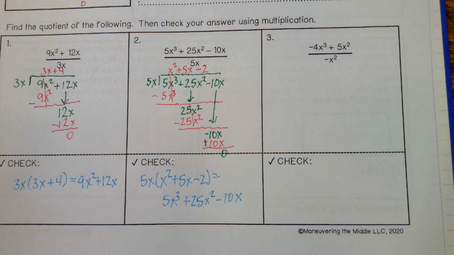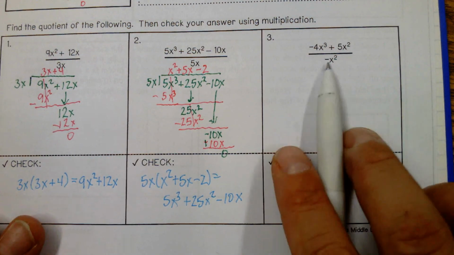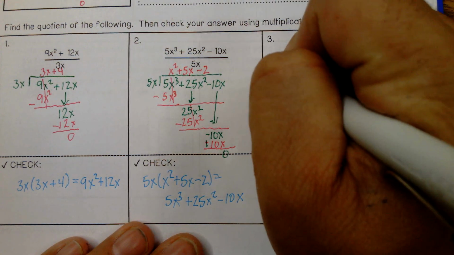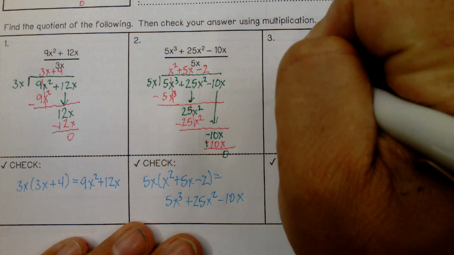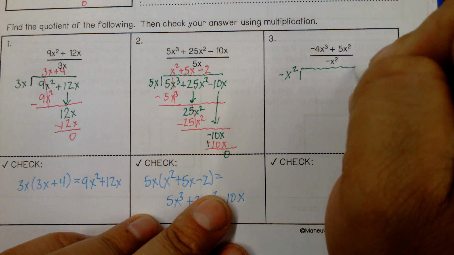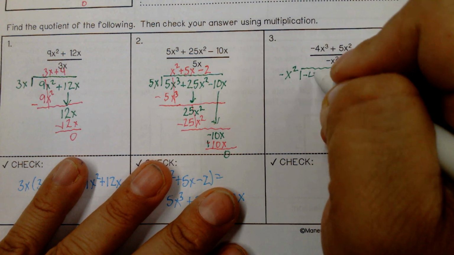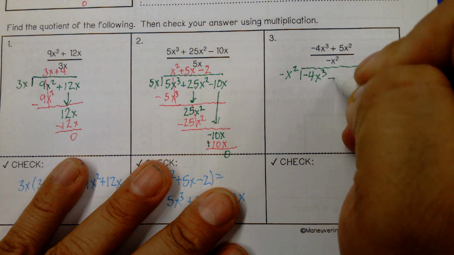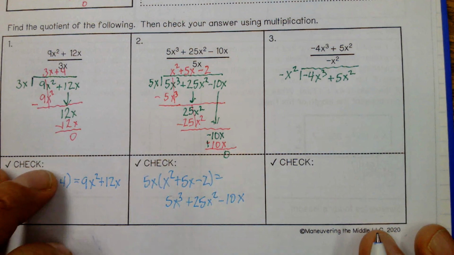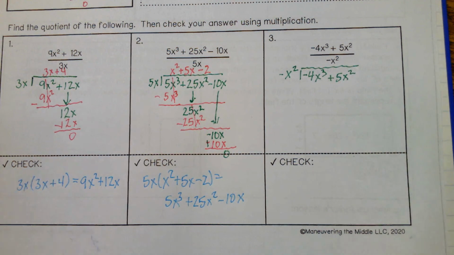What's different about number 3? It doesn't have a number minus 6. And we also got a negative there. No big deal. It's just a negative, nothing to worry about. So our divisor is negative x squared. And we're going to divide negative 4x cubed plus 5x squared. I wrote that a little bit too close to that problem. Well, let's take a look.